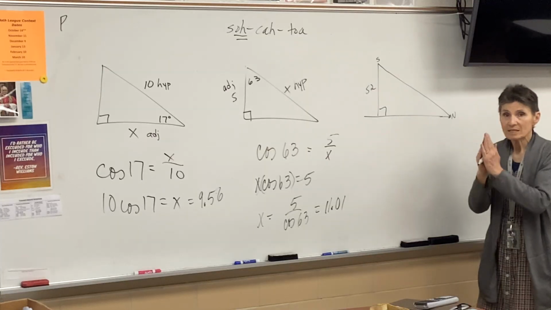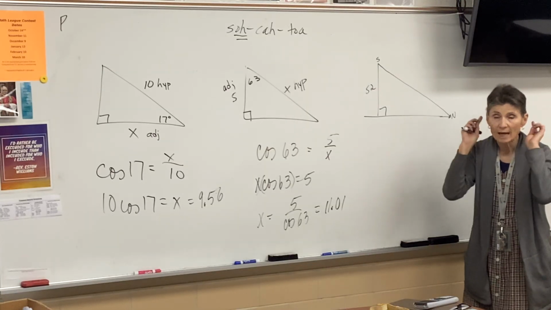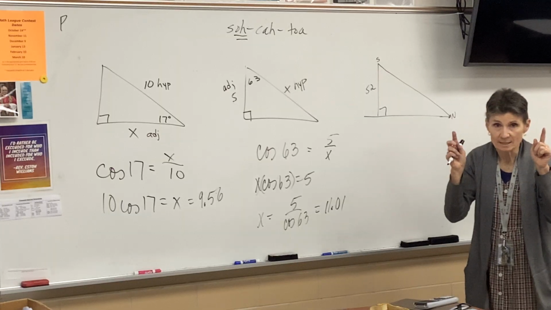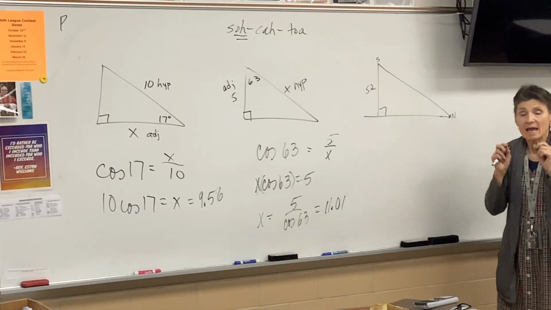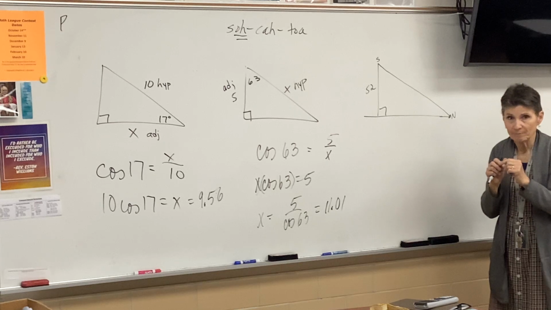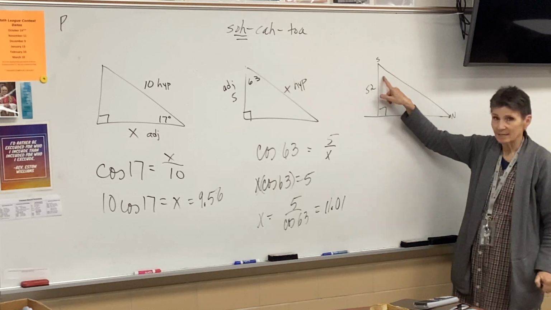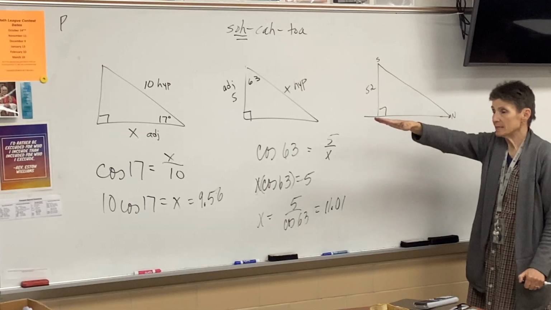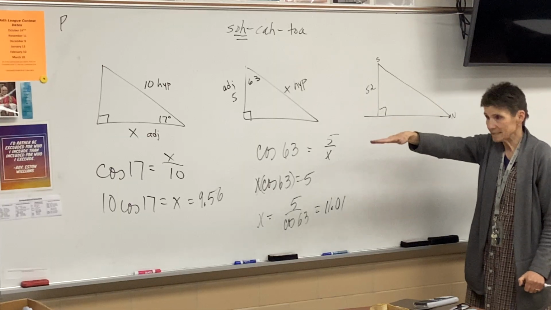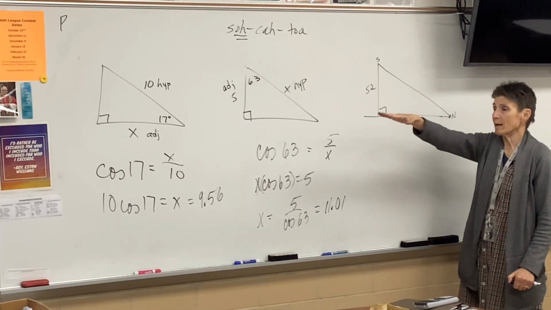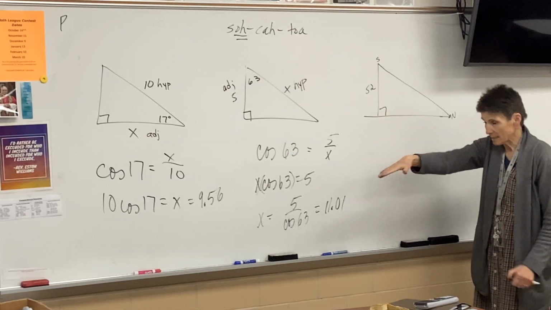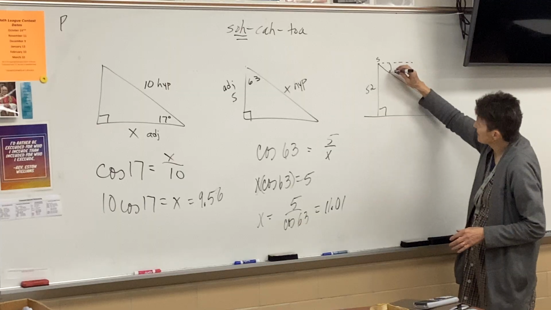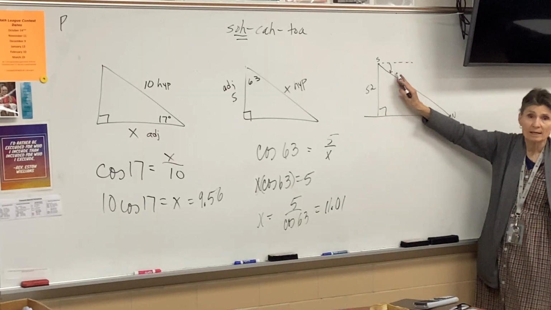Now, this is where we can get confused if we're not listening and paying attention and totally focused. The angle of depression is not this. The angle of depression is the angle that you look down through. So look straight out and then look down at something. This is looking straight out. This is looking down at something. That is your angle of depression.